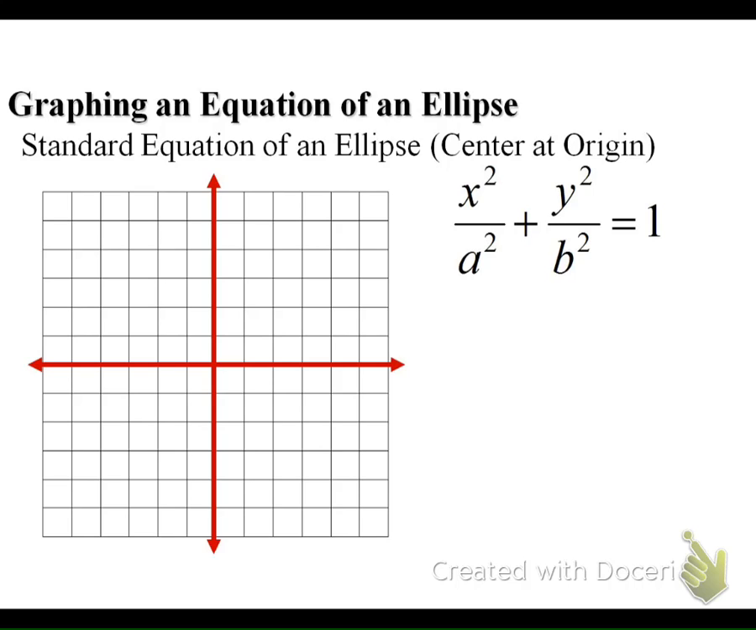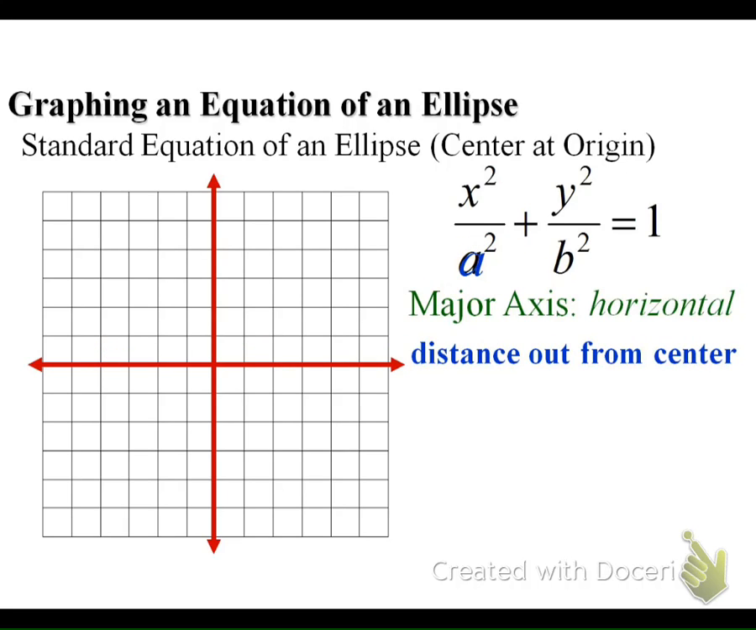Okay, so I was just sort of hinting at why A and B are so important to us. The first thing you want to do is figure out which one's bigger. The bigger one we always call A. So whatever is in the A position, if it's under the X, you're going to have a horizontal major axis. You go out A units from the center in the horizontal direction, and then in the opposite direction, you go out B units. And then you graph it.